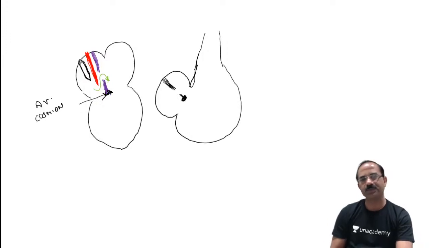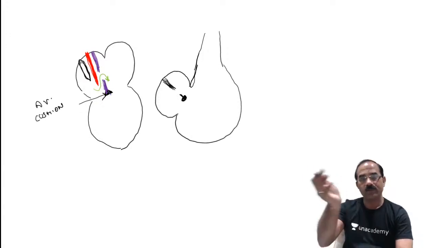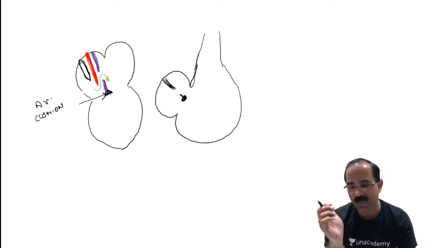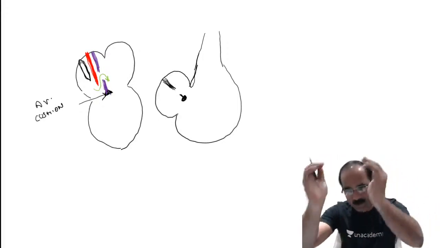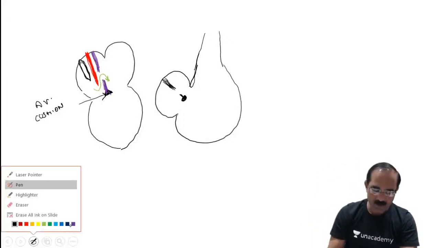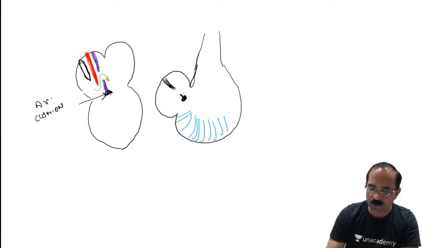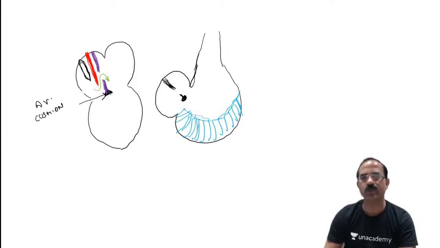This you've understood. Now, how is the interventricular septum formed? The interventricular septum is made up of two parts. One is the muscular part, one is the membranous part. So the muscular part starts to grow in the floor of the ventricular cavity. So this will be the muscular part.